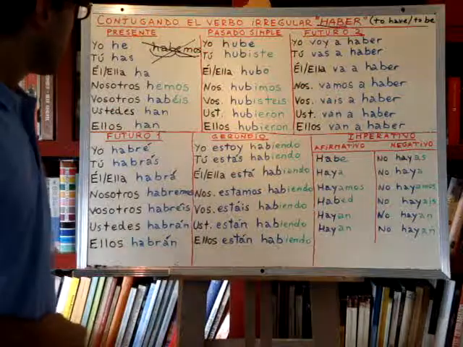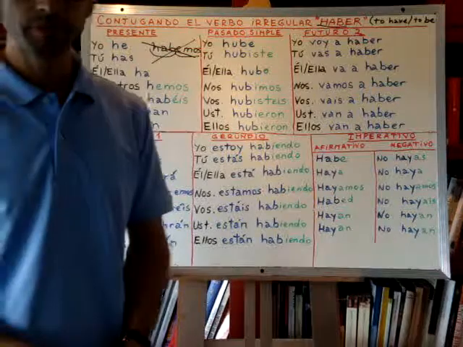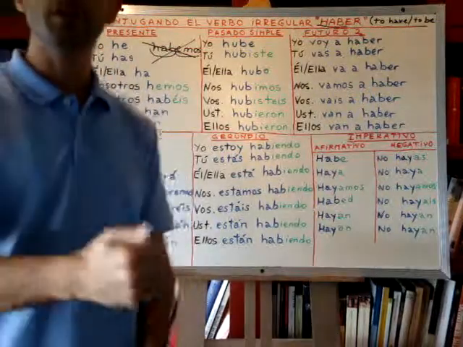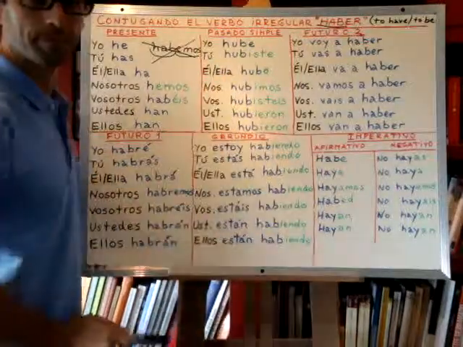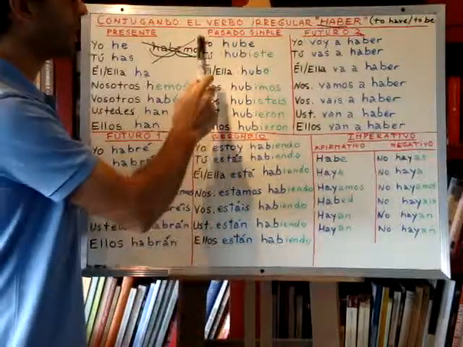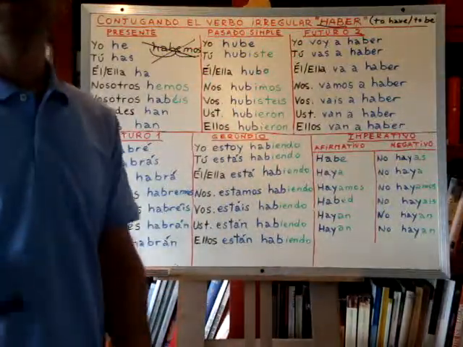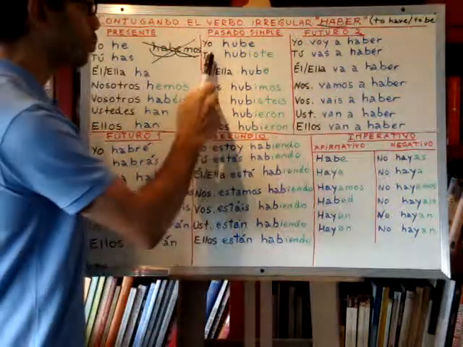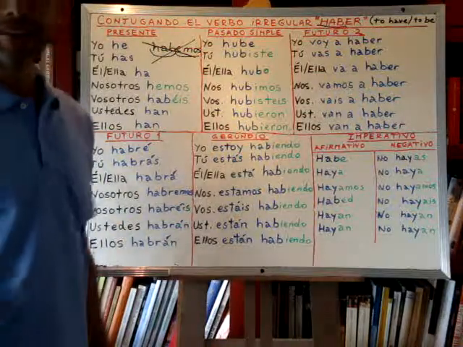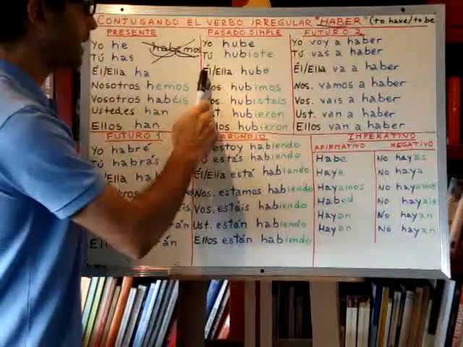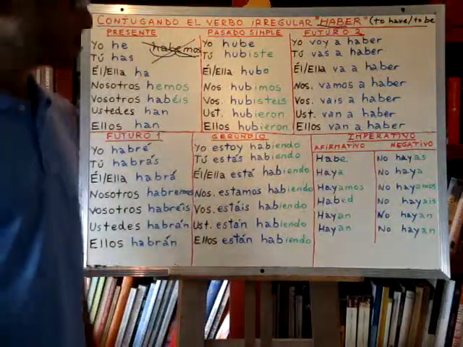Hemos. So now let's conjugate in pasado simple. Okay? So I had, you had, he had. Okay? Yo hube. For example, we can say yo hube ido. I had gone. Okay? Tú hubiste hablado. That means you had spoken. Él hubo comido. He had eaten.